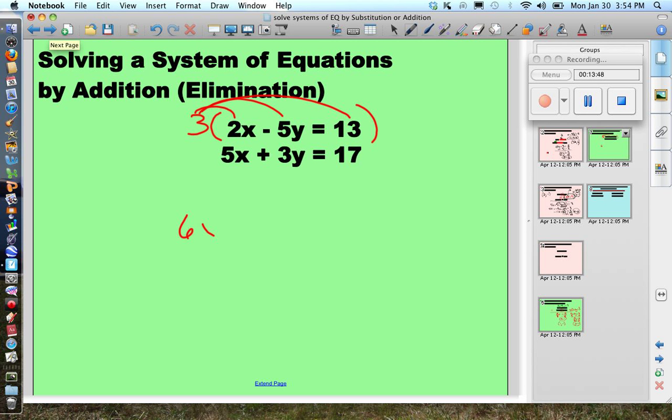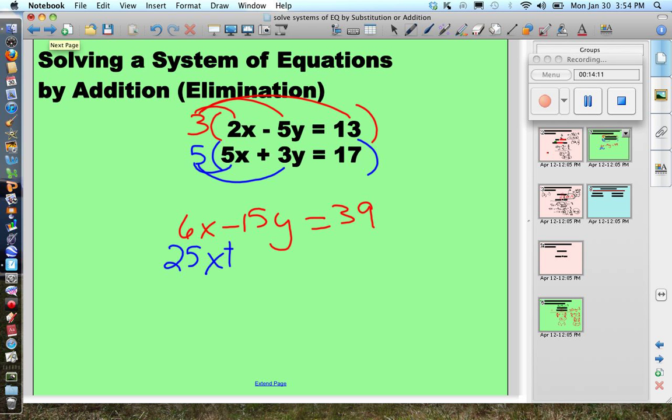So 3 times 2x is 6x. 3 times negative 5y is negative 15y. And 3 times 13 is 39. In the second equation, I want to have a positive 15y, so I'm going to multiply everything by 5. 5 times 5x is 25x. 5 times 3y is positive 15y.